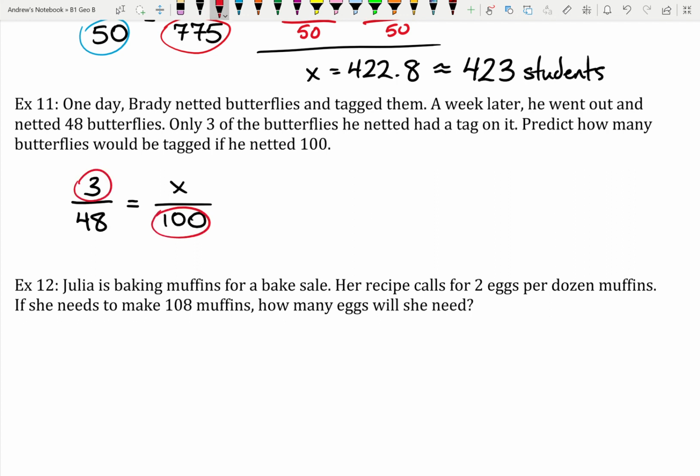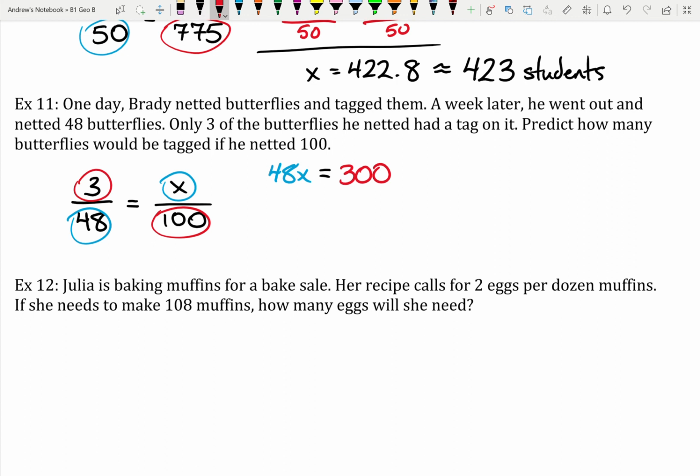So again, I'm setting up my cross products, going through it the same old way. 48 times x is just 48x. On the other side of the equal sign, we've got 3 times 100, which is a solid 300. If you can do the multiplication in your head and save yourself an extra step of writing, never a bad thing. But be careful if you are doing that. Make sure it's coming out right.